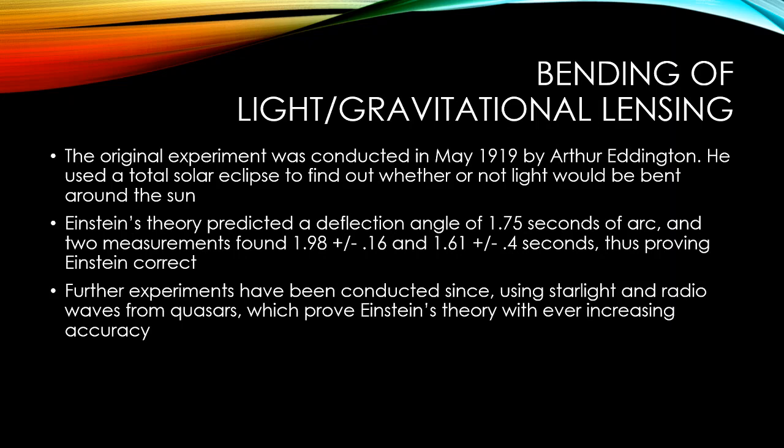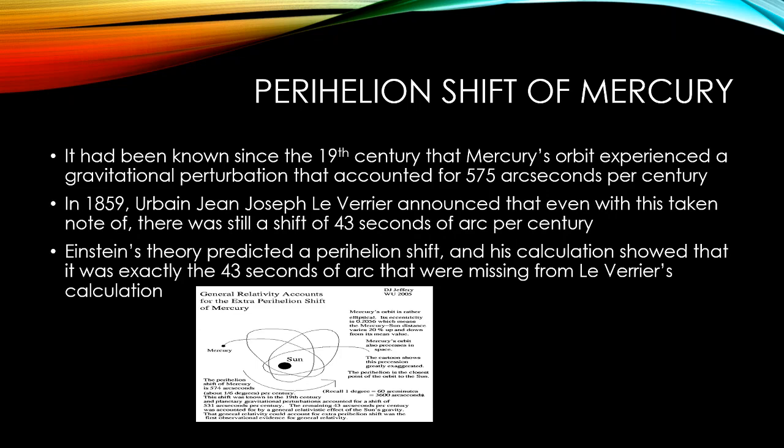Einstein's theory predicted a deflection angle of 1.75 seconds of arc, and two measurements found 1.98 plus or minus 0.16 and 1.61 plus or minus 0.4 seconds, thus proving Einstein correct. And further experiments have been conducted since using starlight and radio waves from quasars, which further prove Einstein's theory with ever-increasing accuracy.